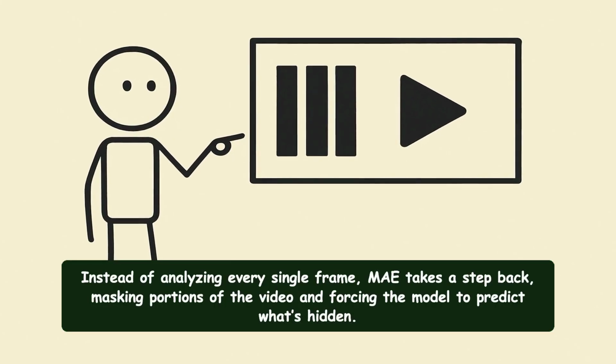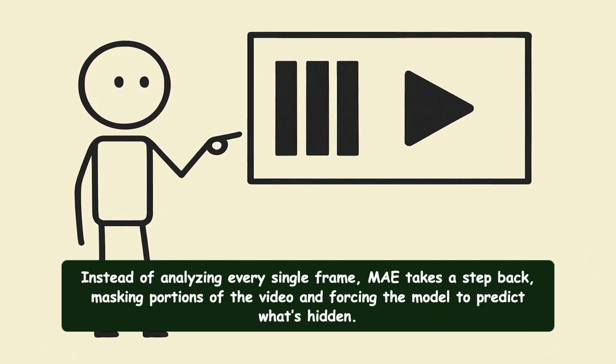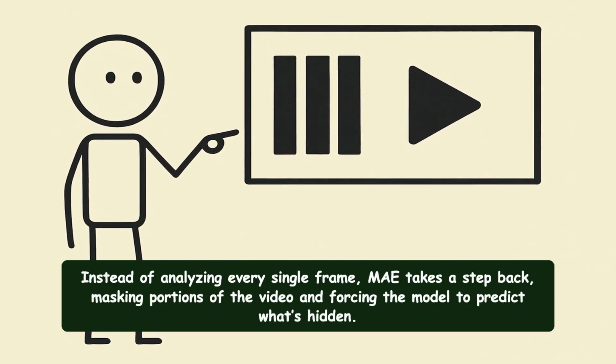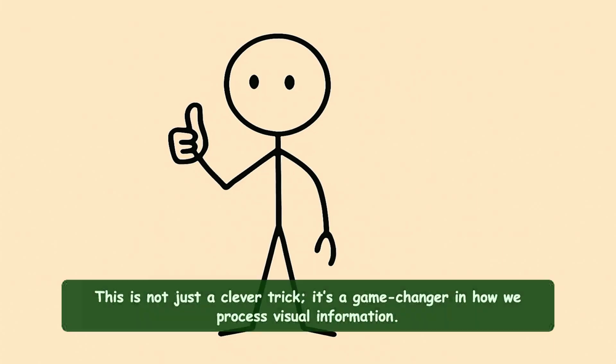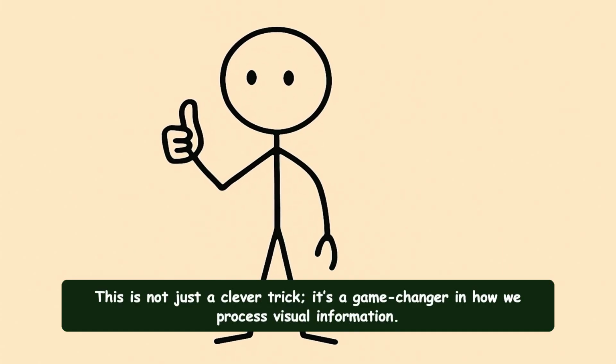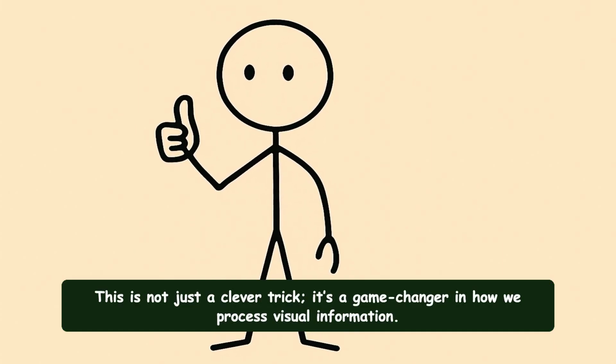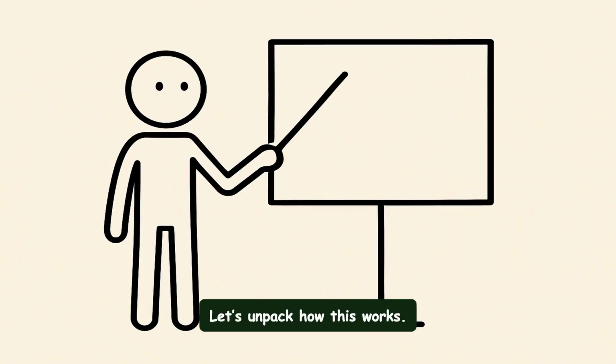Instead of analyzing every single frame, MAE takes a step back, masking portions of the video and forcing the model to predict what's hidden. This is not just a clever trick, it's a game changer in how we process visual information. Let's unpack how this works.